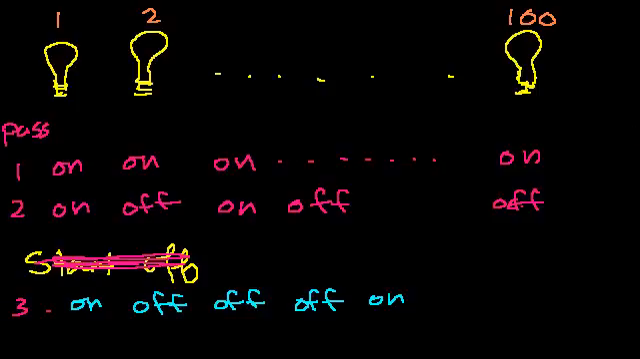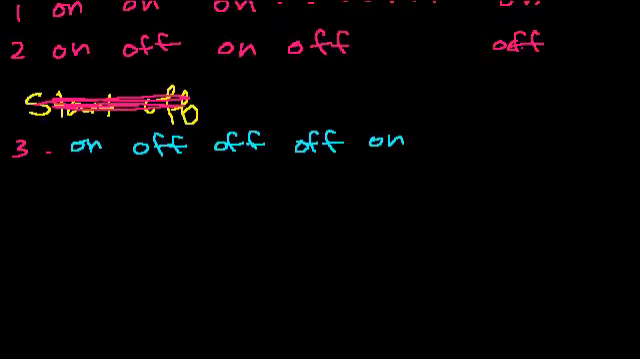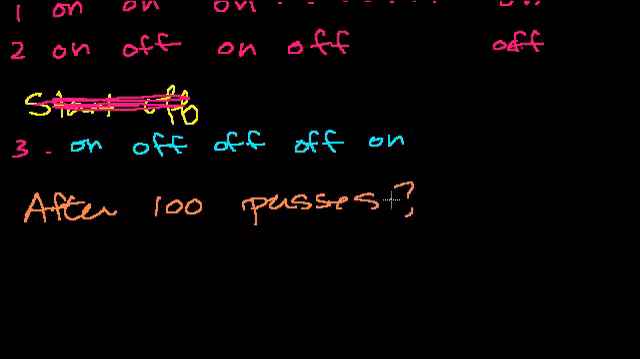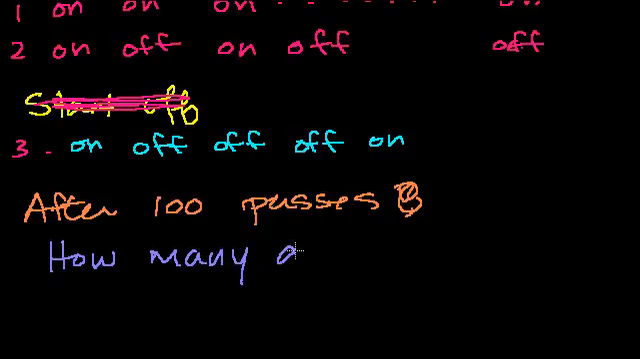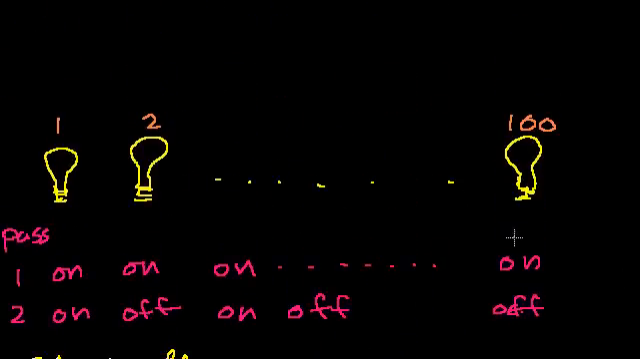And my question to you is, after 100 passes, how many light bulbs are still on? Or how many are on, period? And that is the brain teaser. How do you figure out of the 100 which ones are going to be on? You should be able to do this in your head. You don't have to make an Excel spreadsheet and actually do all the on and off switches. How do we know? So the first question is, how many of these are going to be on after I do 100 passes?